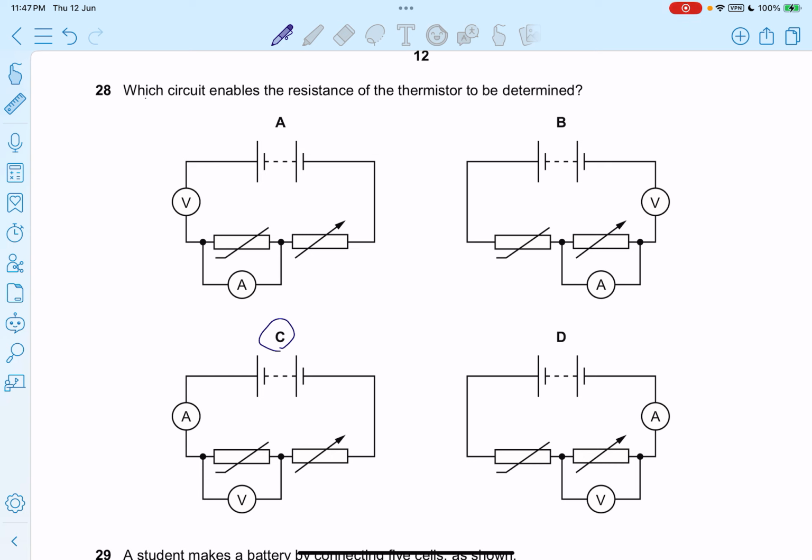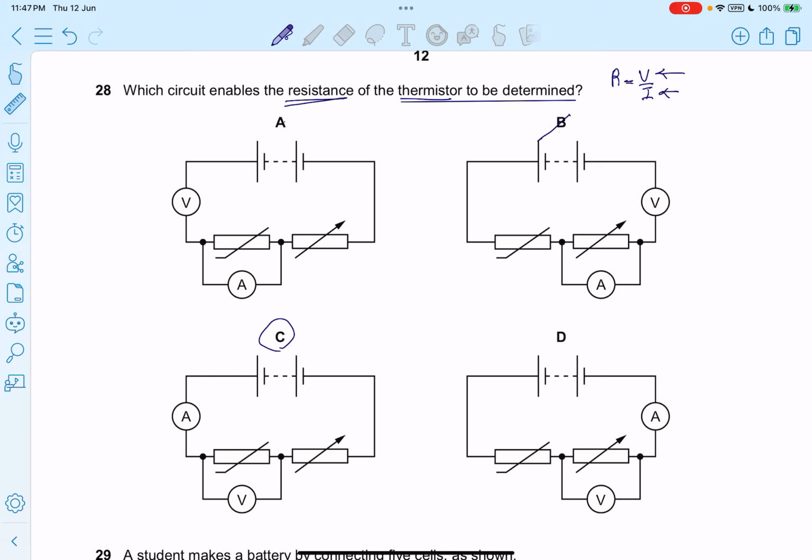For number 28, which circuit enables the resistance of the thermistor to be determined? To determine the resistance, R is equal to V over I. Using this equation, we know that we need the voltage and the current. To find the voltage, you have to connect a voltmeter across the thermistor because you want the resistance of the thermistor. So B is wrong.